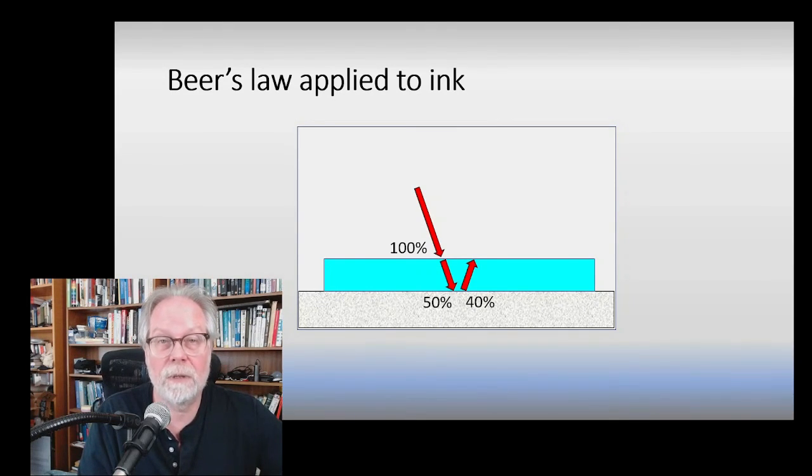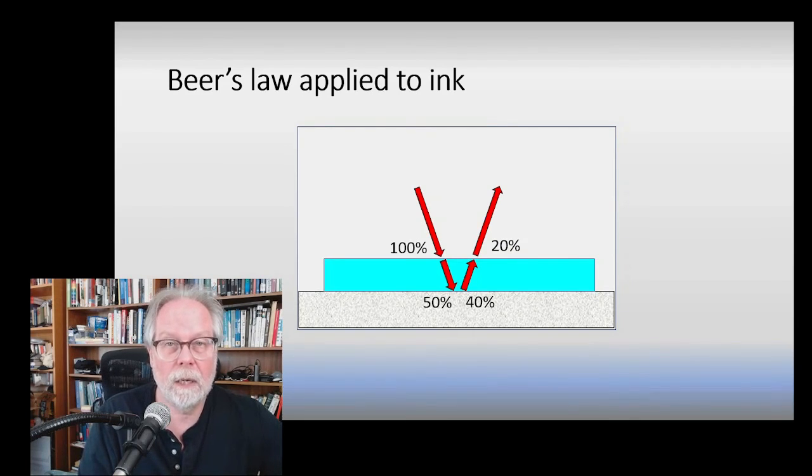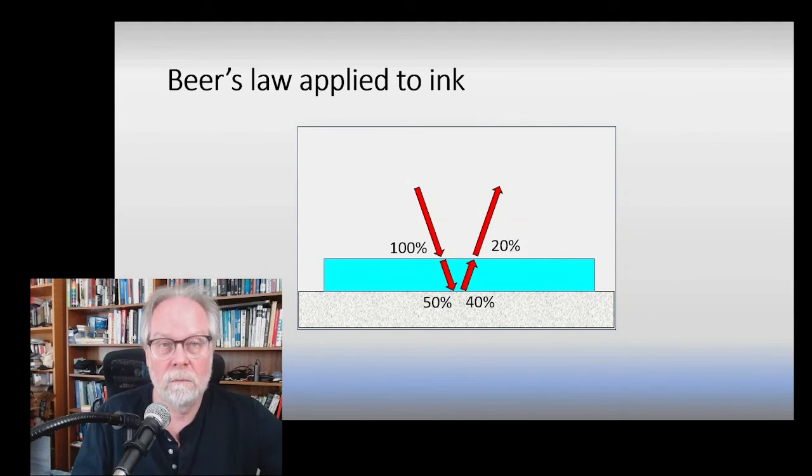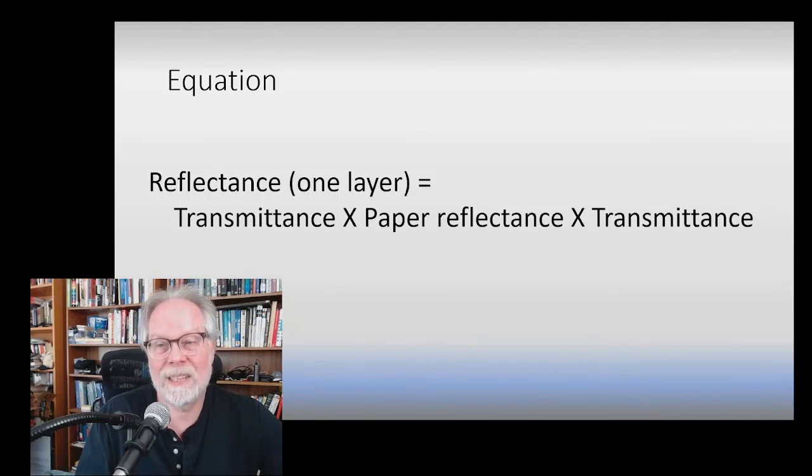And like before, 50% of it was absorbed. So now we're going to have, how much is going to come out? 20%. Half of that is going to come out. So here we see that we have a cyan ink. Each pass through it is going to absorb about half of the light. We're going to go through twice. And we're going to be left with about 20% reflectance. So the reflectance of one layer is equal to the transmittance, that's the 50%, how much transmitted through that ink, times the paper reflectance, times that transmittance again.